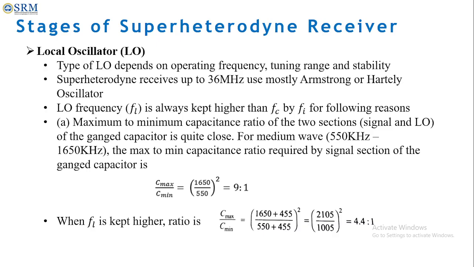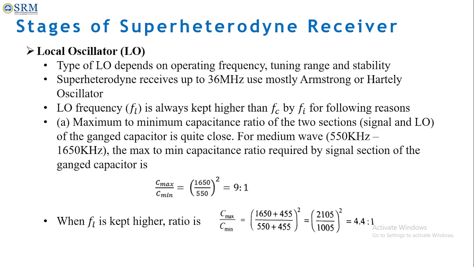for the following reasons. What are the two main reasons for keeping the local oscillator higher? First, the ratio of maximum to minimum capacitance of the two sections of the gang capacitor should be quite close. So we can find the ratio of C max divided by C min is equal to 9:1, since for medium wave we have taken 550 kilohertz to 1650 kilohertz. So we take the ratio 1650 divided by 550, the whole square. So we are getting the ratio as 9:1.